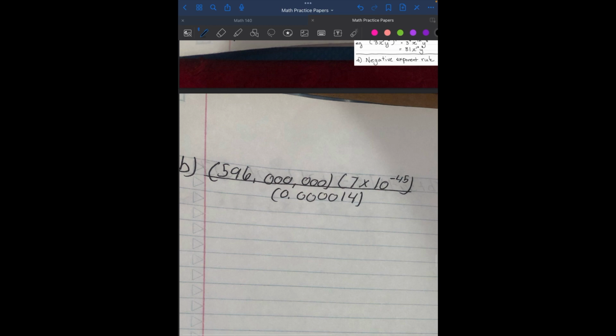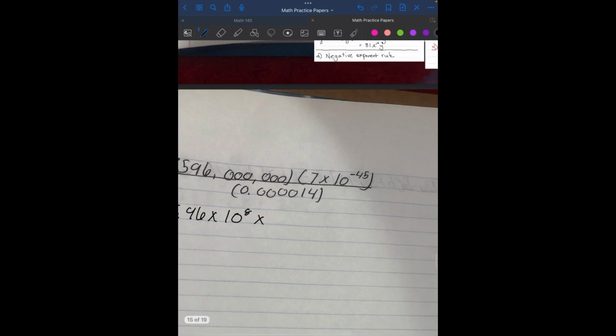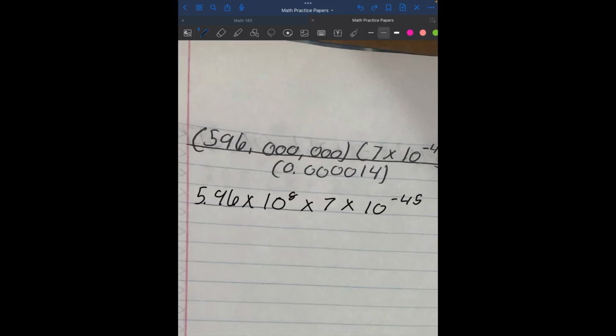First things first, we're going to convert all of these. I'm going to convert this and this to scientific notation. So this would be equal to 5.96 times 10 to the power, now we count 1, 2, 3, 4, 5, 6, 7, 8, 8, times 7 times 10 to the power negative 45, over, put this in scientific notation, so that will be 1.4 times 10 to the power of 1, 2, 3, 4, 5. Since we go to the right as opposed to the left, that's a negative 5.